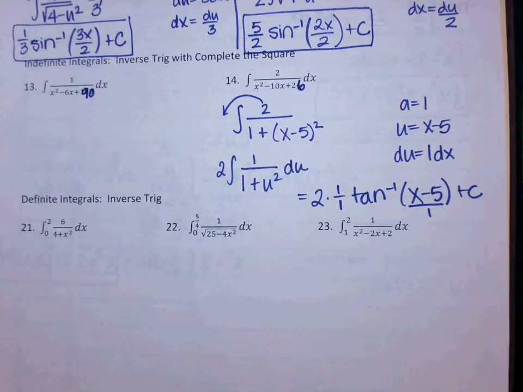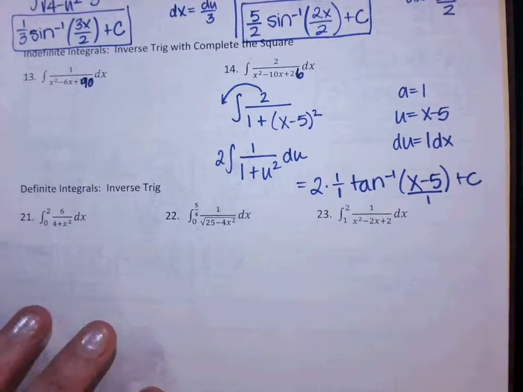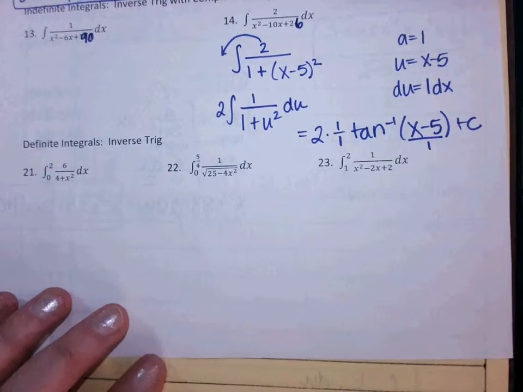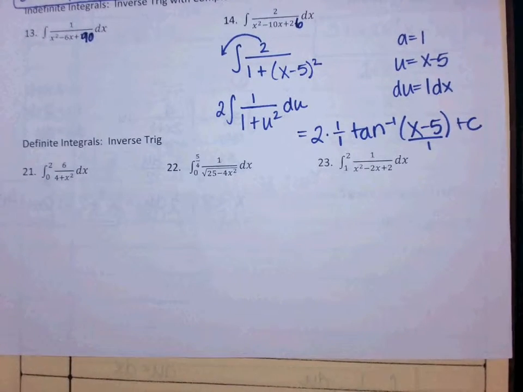Okay, the last one that we're going to do is going to be one with endpoints, but before we do that, look at the bottom 3. One of those is arctan, one of those is arcsine, one of them is complete the square. I'd like for you to just label them. Okay, 21, 22, 23. The only difference is they have endpoints.